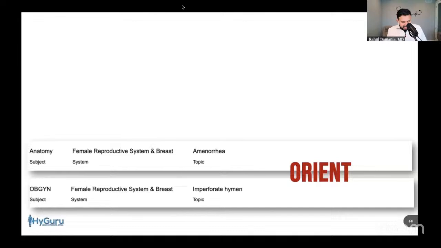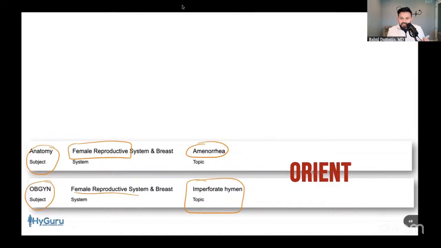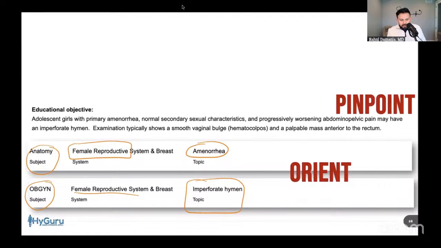Orient: as you can see from this Step 1 bank question, this is testing me on anatomy. This is from female repro. The topic is amenorrhea. This is from Shelf Review, OB/GYN, female, imperforate hymen, for example. Okay, so that's orient. Then what are you going to do? You're going to pinpoint the educational objective. The educational objective is right here: adolescent girls, primary amenorrhea, has normal secondary sex characteristics, vaginal bulge, and mass anterior to the rectum. That is going to be related to the concept of imperforate hymen. So you'll read the educational objective.